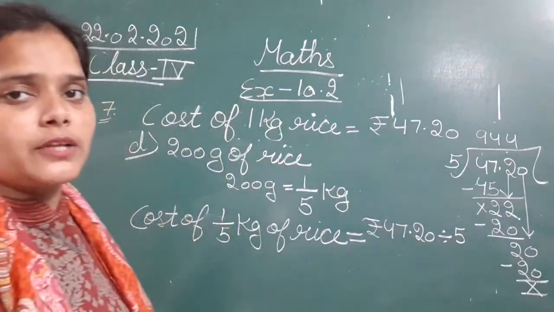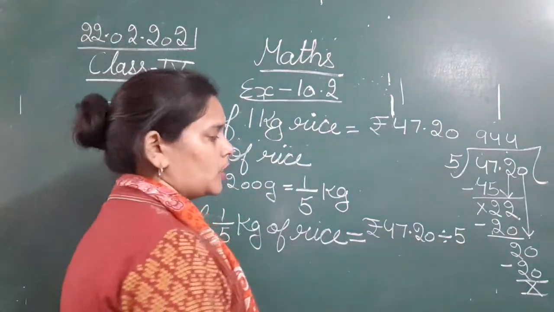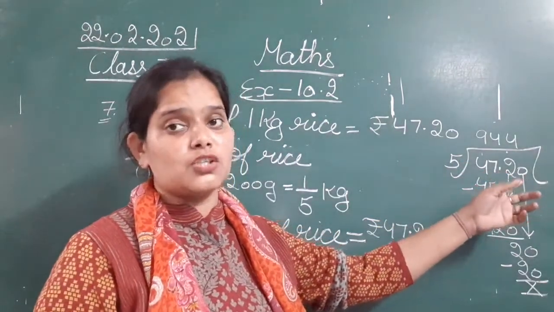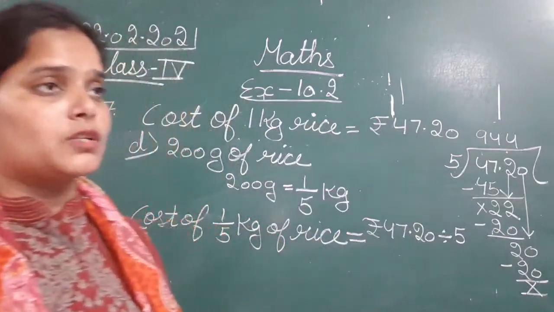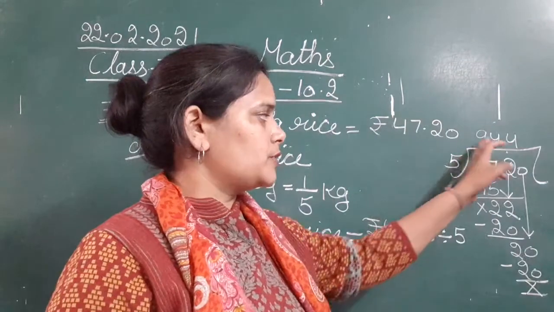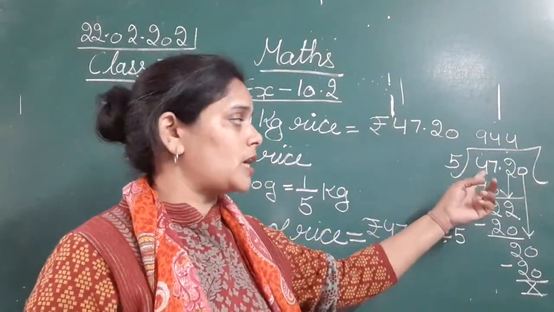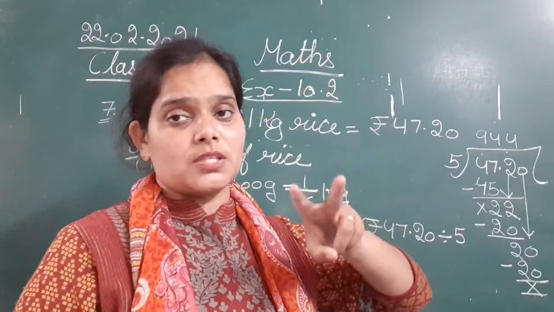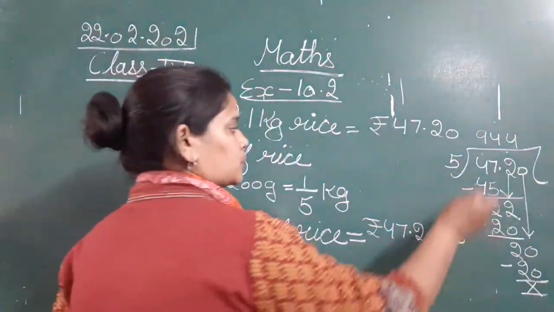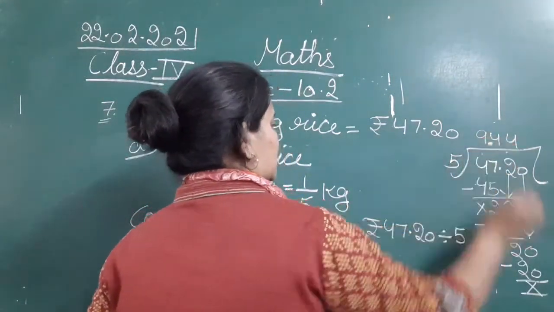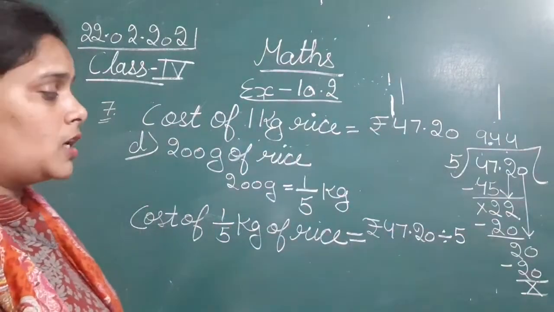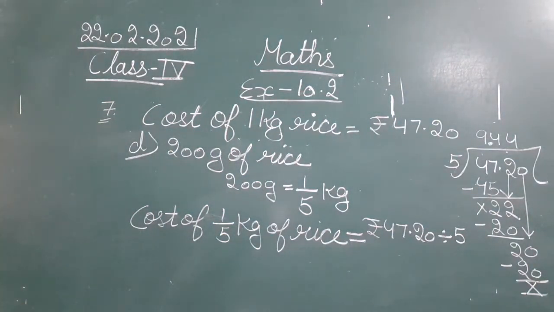Okay, so after calculation we got 944. But in the question, after the decimal, we are having 2 digits. So that's what we will do here also in the answer. देखिए, 944, in the solution as well, by leaving the 2 digits at the back, we will put a decimal here. Okay. So now this is 9.44, the cost of 1/5 kg or 200 gram of rice.